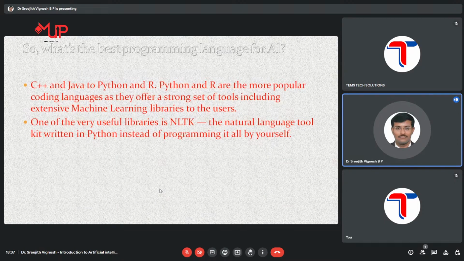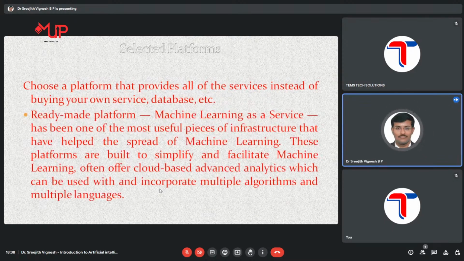So, the best programming language for AI: I have already mentioned that though C++, Java, Python and R are popular, I prefer you to start with Python. Python is best as of now because it is able to incorporate a number of machine learning libraries, and it also lets you do the coding in a very simple language. The natural language toolkit is also available, written in Python, so instead of programming it by yourself you can do some wonders by just a drag and drop method. You can create your own application to find a solution for problems. So selected platforms are there today.